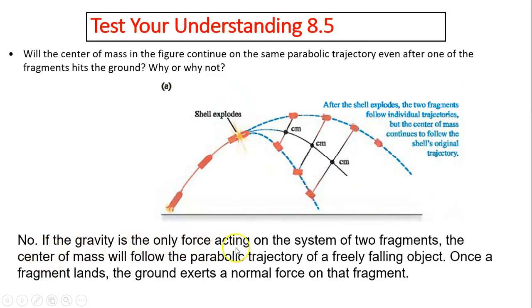Because if gravity is the only force acting on the system, then the center of the mass will follow the parabolic trajectory. But once the fragment lands, the net force is not gravity anymore because you will have another force acting on the system. So the net force is not just gravity anymore. Therefore, the path is not going to follow the parabolic trajectory.